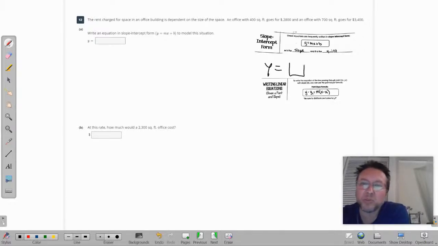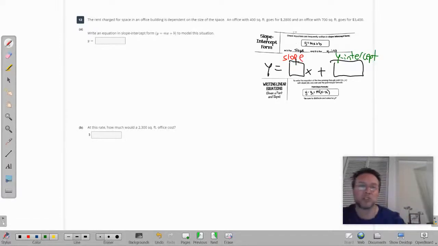y equals blank x plus blank. And again, my two blanks that I'm looking for here: the first blank is the slope. What is it changing by? And then the second blank is, what's the y-intercept? Where did it start? Well, you notice on the last one, they actually told us what it was changing by.